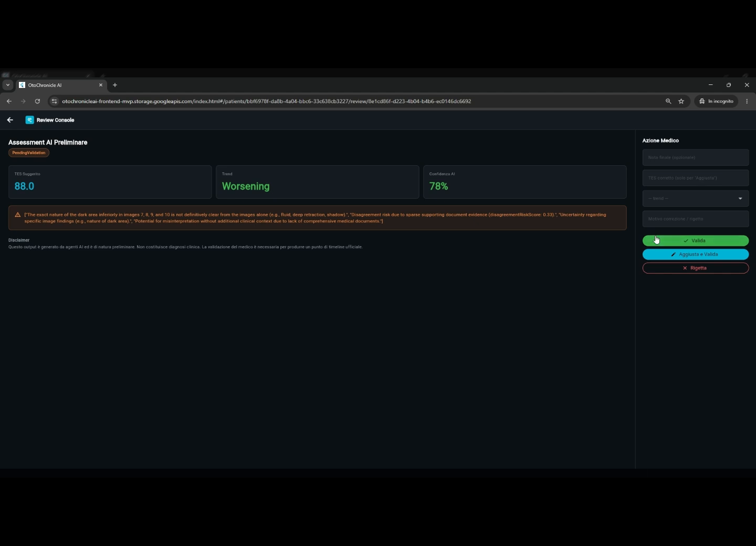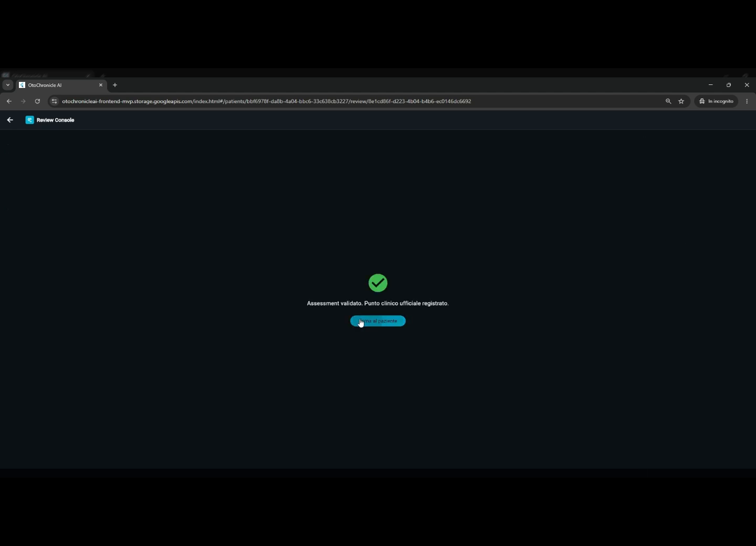Agent 1, the acquisition intelligence agent. It doesn't diagnose anything. Its only job is to make sure the otoscopic image is comparable to the previous ones. Focus, exposure, framing, anatomical angle. Because without reliable acquisition, there is no reliable longitudinal reasoning.